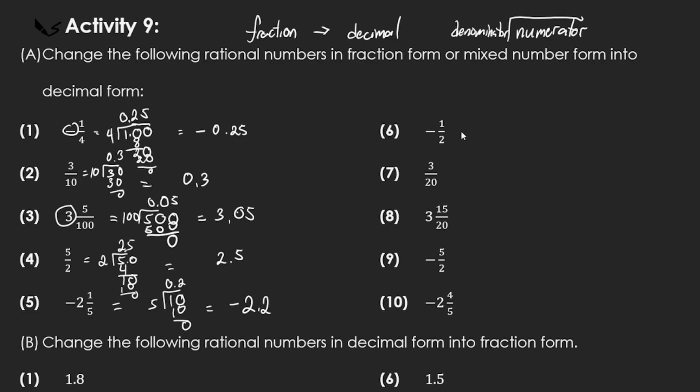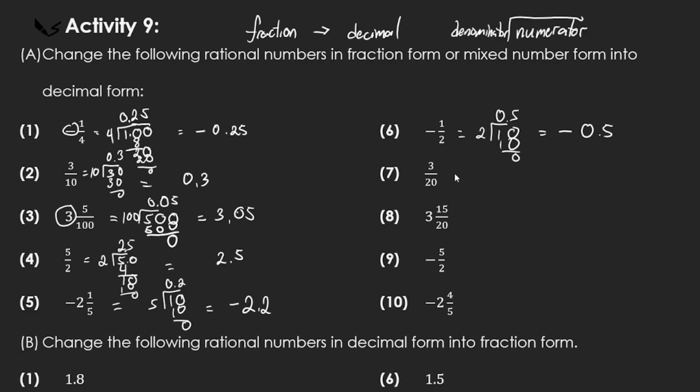We have negative 1/2 here. Ignoring the sign, let's start first with 1 divided by 2. How many 2's are there in 1? There's 0. Adding a 0 here. How many 2's are there in 10? There's 5, with no remainder. So this is, getting the sign, negative 0.5.